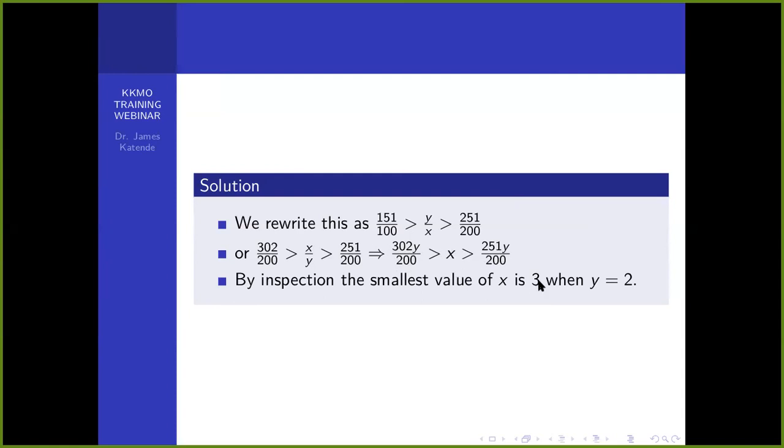And that's the smallest possible value you can get. Now you can get larger values by increasing y, but the smallest you can get now is when y is equal to 2. And when y is 2, the only integer that lies in that interval will be 3. And that means the smallest value of x is 3. So that was, looks rather deceivingly short. That's the solution.